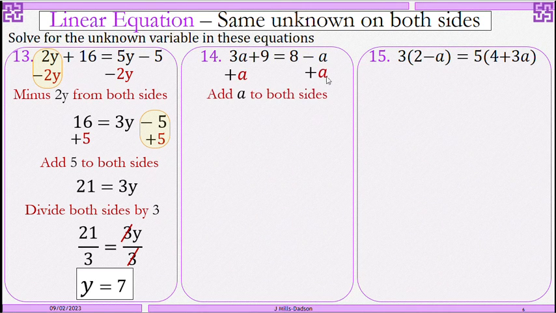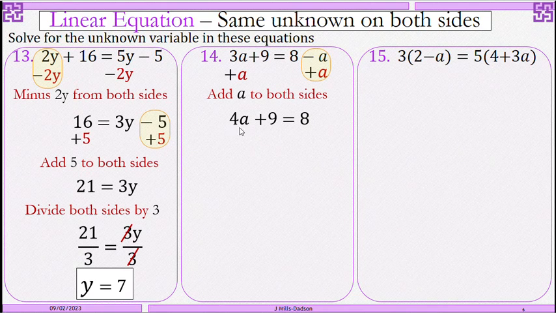So this will be crossed out now. So we have 3a plus a is 4a, then plus 9 equals to 8. Remember, this is already gone. So you have 4a plus 9 equals 8.